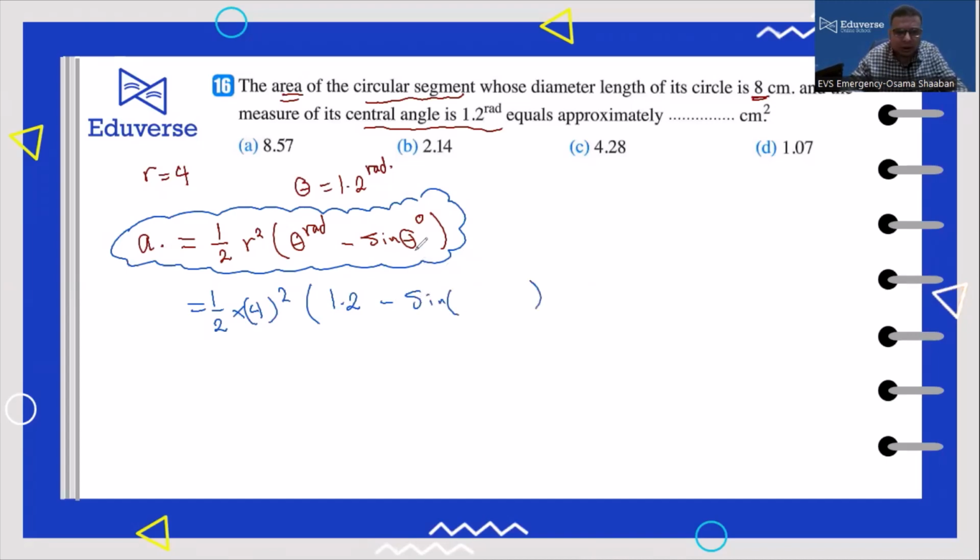of 1.2. I need degree. If you need to change the radian to degree, you can put 1.2 radian multiplied by 180 divided by pi to get the degree. Okay, so you can write this in one step. So the area by using the calculator, you will get 2.14. This is the area, calculator 2.1.